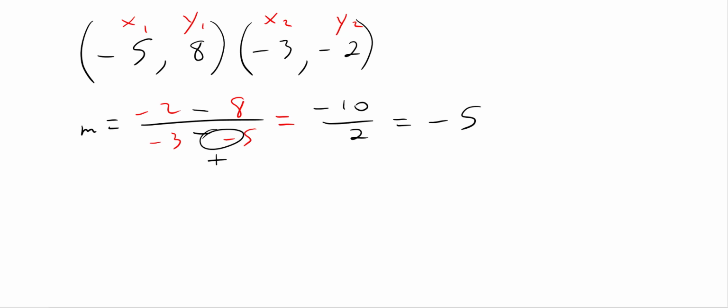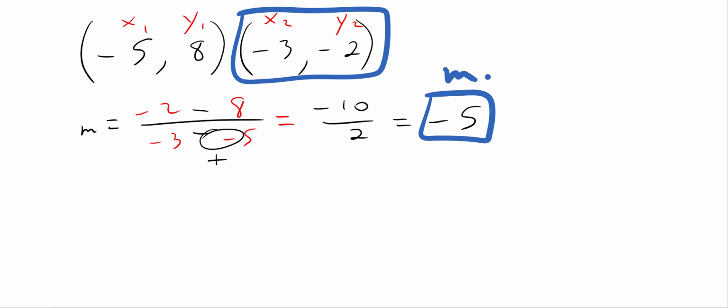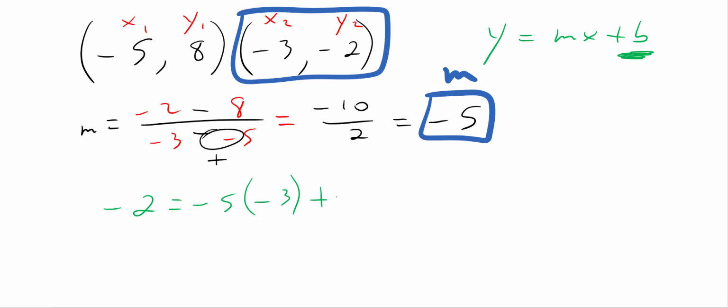Okay, so again, I'm going to use this guy. And of course, I'm going to use my m right here. And I'm going to plug it into our nice friendly formula. Y equals mx plus b. Because remember, I want to find b. Okay, so let's plug it in. Y, which is negative 2, equals m, which is negative 5, times x, which is negative 3, plus b. So you get negative 2 is equal to 15 plus b. Subtract 15, b is equal to negative 17.